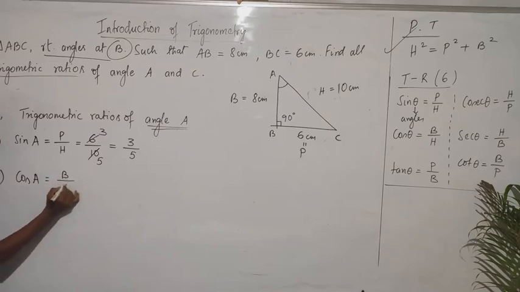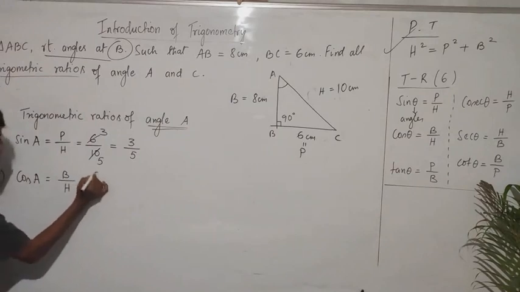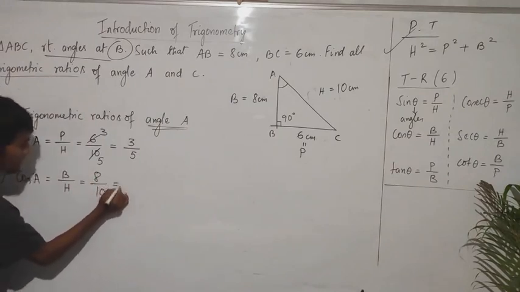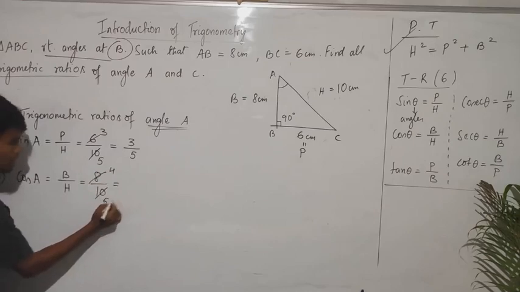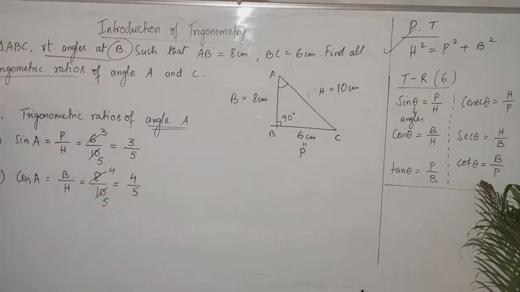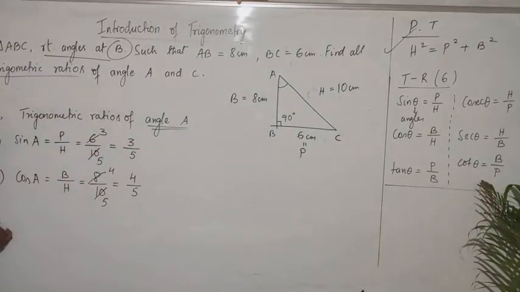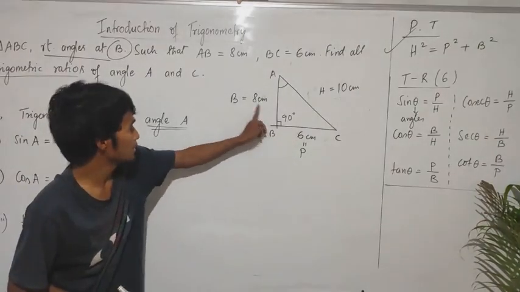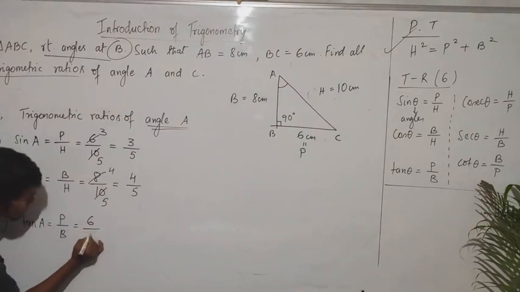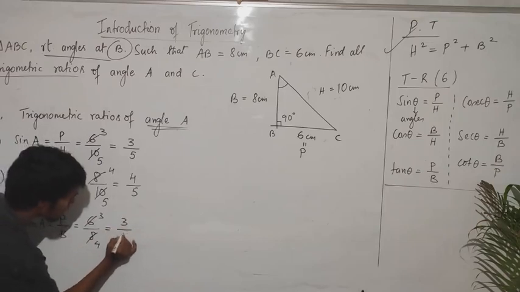And that will be B by H. Now what is B here? B here will be 8. Now again H will be 10. And here 2 into 4, 2 into 5, and we got 4 by 5. Now we got cos. Then again we'll come to tan, number 3. Then tan A. Then tan will be what's the formula? P by B. Now P here is 6, then B will be 8, then we got here 6 by 8, 2 into 3, 2 into 4, then we got 3 by 4.